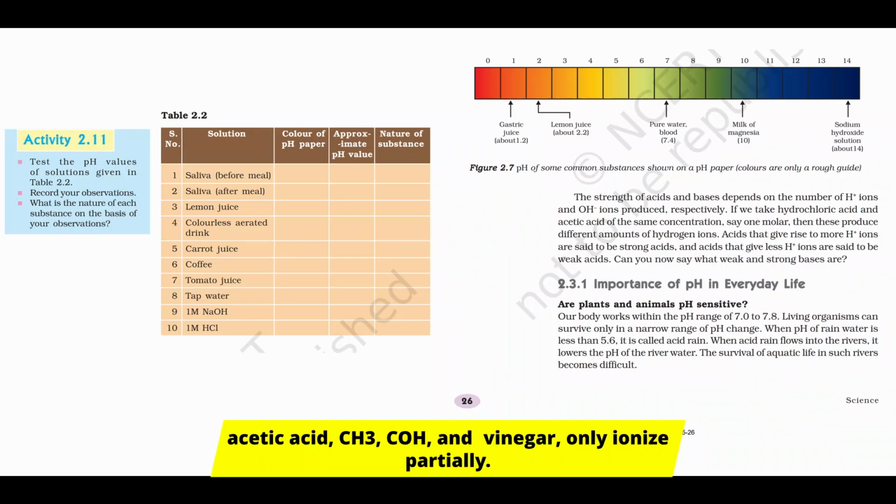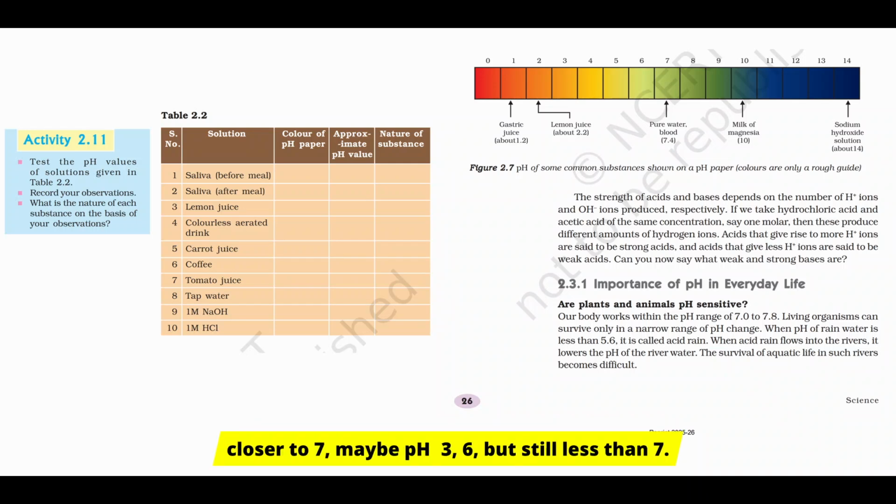Weak acids like acetic acid, CH3COOH, in vinegar only ionize partially. They release fewer H+ ions compared to a strong acid of the same concentration. So their pH will be higher, closer to 7, maybe pH 3 to 6, but still less than 7.